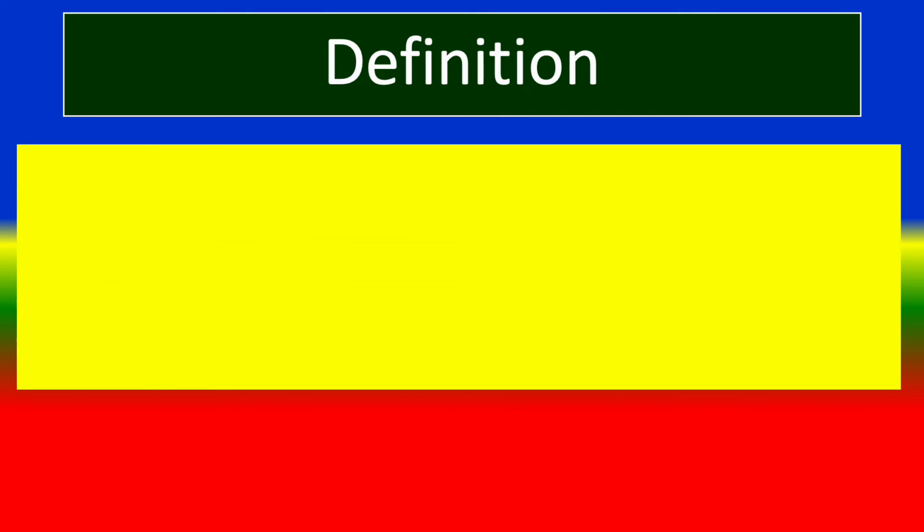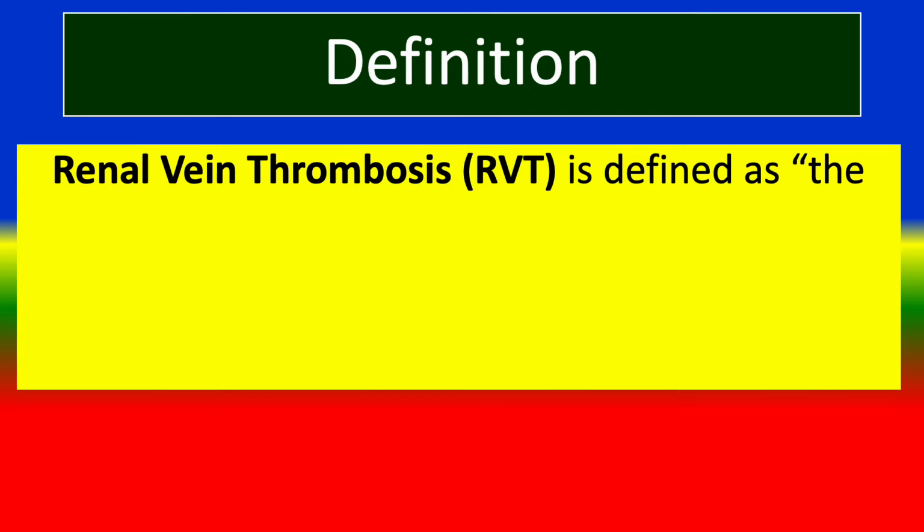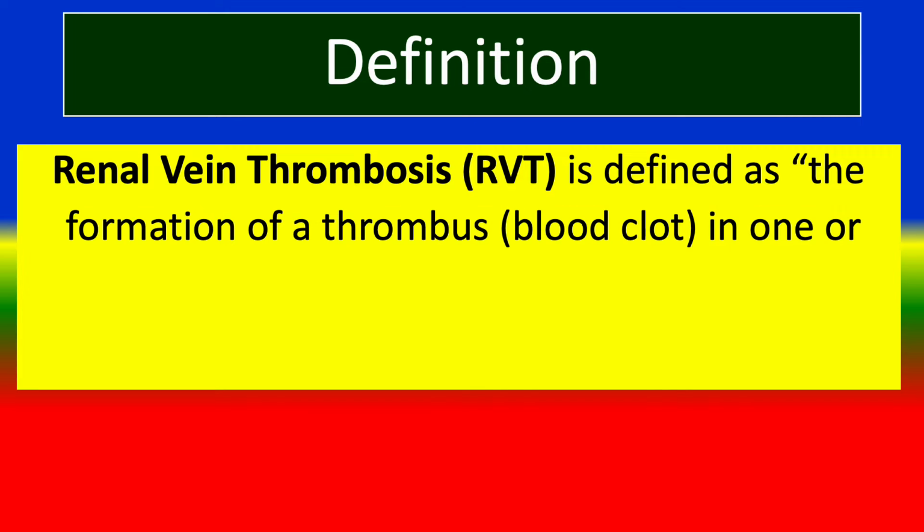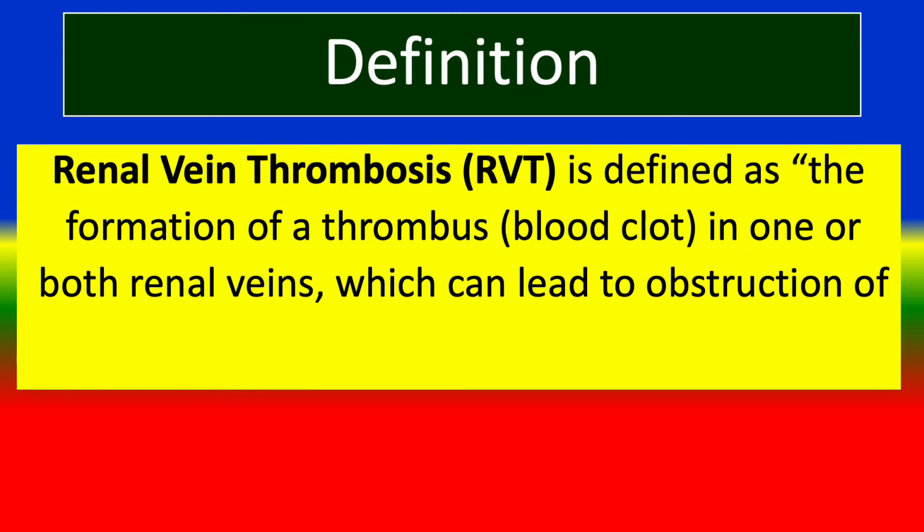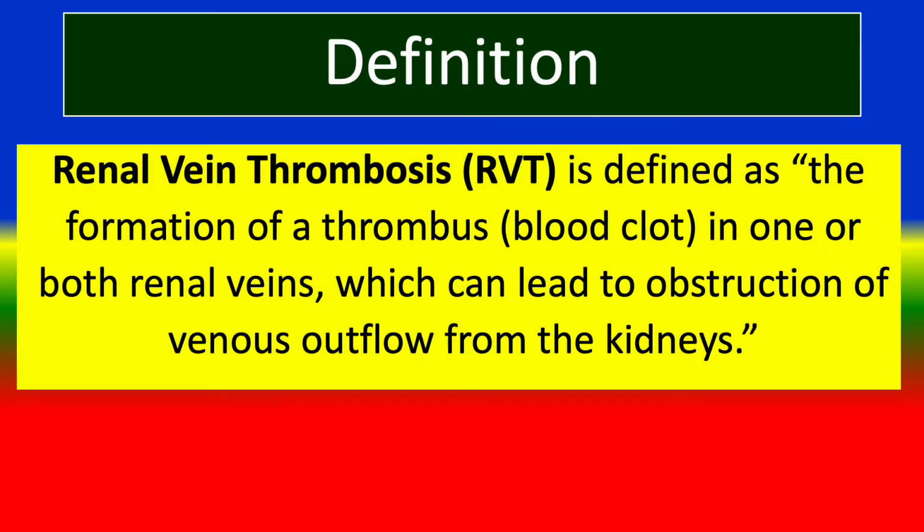Definition: renal vein thrombosis is defined as the formation of a thrombus, blood clot, in one or both renal veins, which can lead to obstruction of venous outflow from the kidneys.